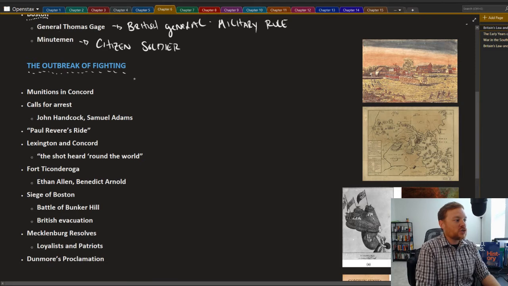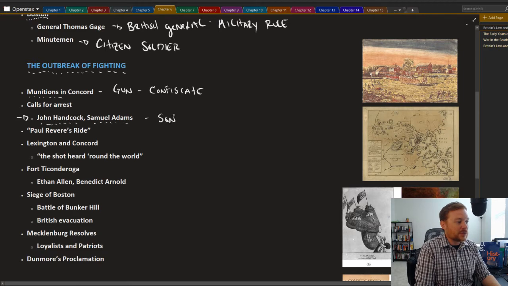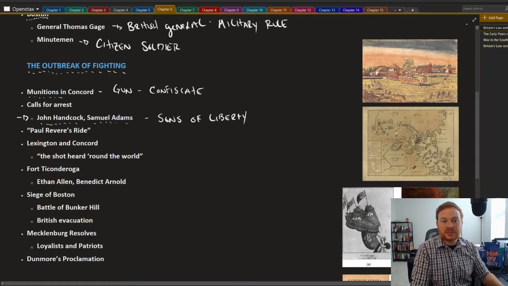General Thomas Gage was given the order to confiscate munitions in Concord. Munitions are essentially guns. So the idea was to confiscate them. General Thomas Gage also was ordered to arrest the following colonial leaders: John Hancock, who was a merchant; Samuel Adams, who was very active in the Sons of Liberty. If you recall, the Sons of Liberty was an anti-British group that had been active for quite some time, and so the calls to arrest John Hancock, Samuel Adams, and to confiscate the weapons that were in the colonies.